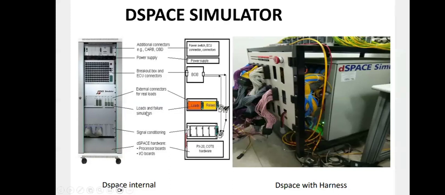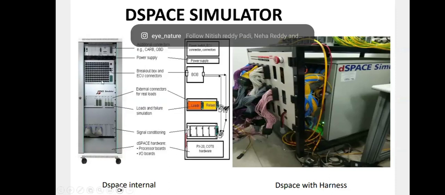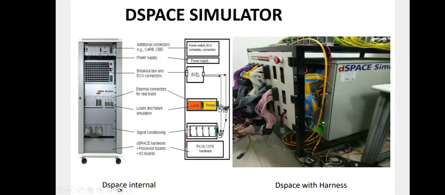And next, what we'll have? Loads and failure simulation. We'll be having loads, and the failure simulation is the FIU unit. FIU will be here, and there will be external connectors also for real loads. And next, BOB, breakout box. Can you see the breakout box here? It will be like a switch, open and close, right?